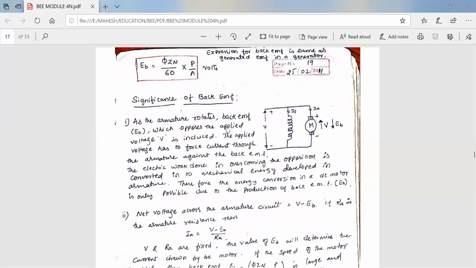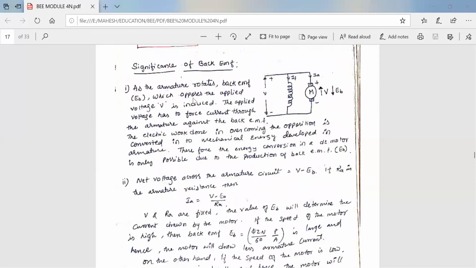Next we see about the significance of back EMF. This is the circuit I have taken. As the armature rotates, a back EMF which opposes the applied voltage is induced. The applied voltage has to force the current through the armature against the back EMF. The electrical work in overcoming the opposition is converted into mechanical energy developed in the armature. Therefore, the energy conversion in a DC motor is only possible due to the production of back EMF.